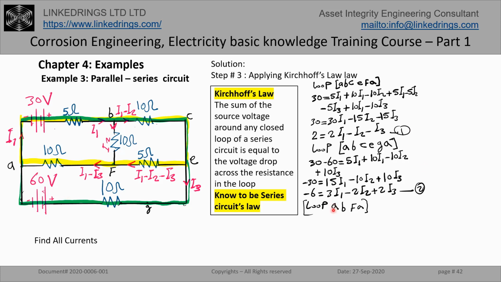So here we will take the loop A, B, F, A, this small loop. Let's use another highlight. Let's choose something like pink color. The colors will interfere. So A, B, F, and A. Okay, this pink color.